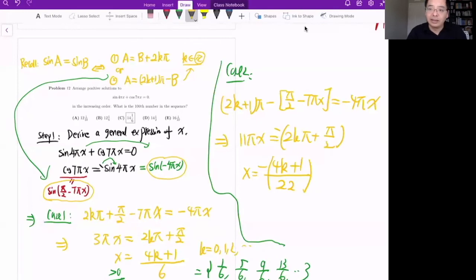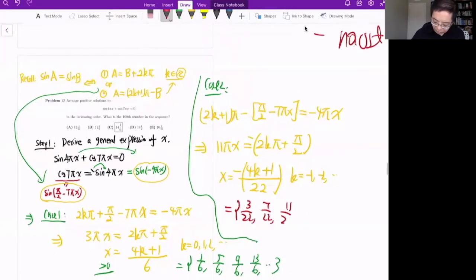Now, because I need x to be positive, for this case I should choose k to be negative. I start from -1, -2, and so on. Again, if I write this as an explicit expression, the first one will be 3 over 22, and each time it goes up, the numerator goes up by 4. The second one will be 7 over 22, and then I have 11 over 22, 15 over 22, and such, right? Okay, so let me label. This is category 2, and this is category 1.